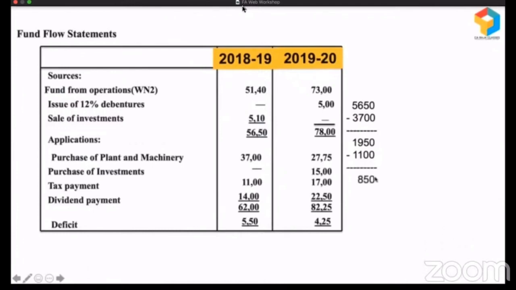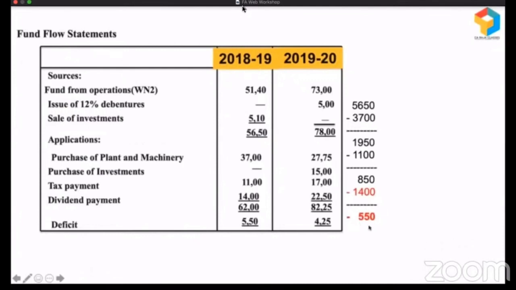When they were left with 850, they made this mistake. With the long-term fund of only 850, they went and paid a dividend of 1,400. What is the amount they have? 850. But what is the dividend they have paid? 1,400. That's not acceptable, right? But they did that. They went and paid 1,400. They faced a shortage of 550 and they managed that shortage by using short-term funds.